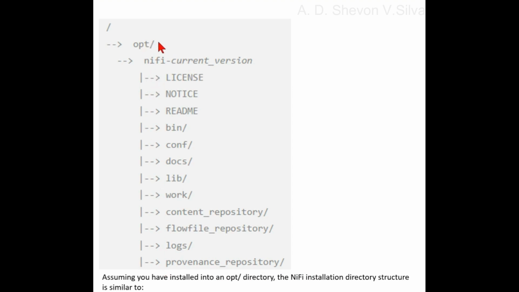When you install NiFi and perform the minimum configuration requirement by editing the nifi.properties file, your installation directory contains several files and directories. Assuming you have installed into an opt/directory, the NiFi installation directory structure is similar to this.